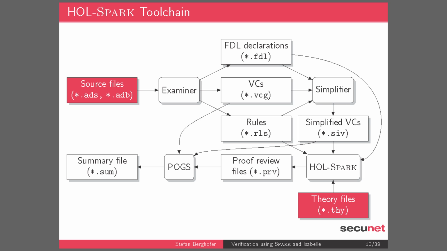This tool takes a so-called theory file as an input. So this contains some commands loading the verification conditions and then proof scripts for proving these VCs. And then when you've proved all of these VCs, this system also outputs a proof review file that you can then feed into the proof obligation summarizer. And then finally, you get a summary file. So that's how our tool chain works.